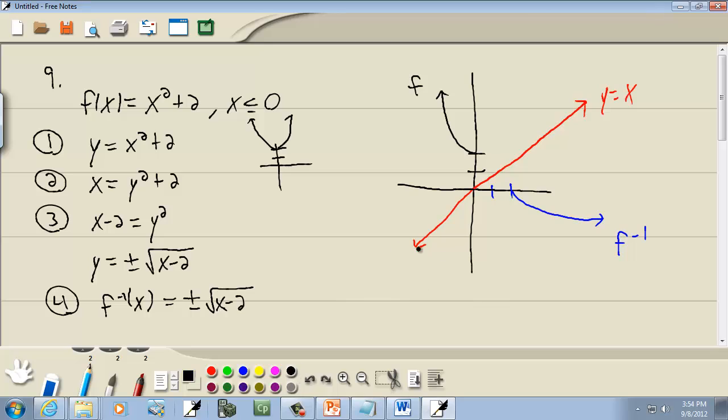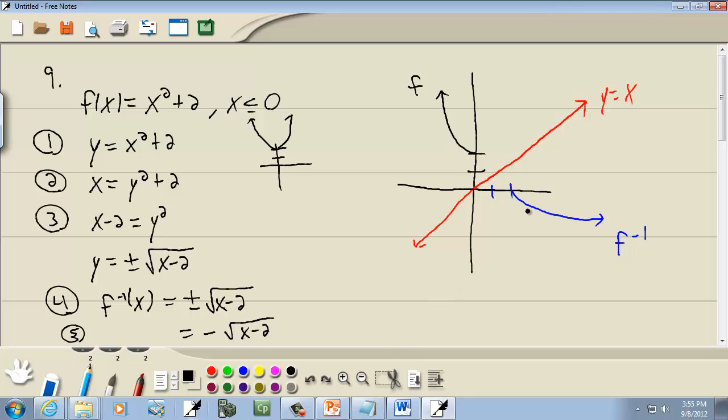Well, take a look at this. This is saying our inverse is equal to this, plus or minus. This is the same as y. So we're saying y is equal to plus or minus square root of x minus 2. But look specifically at our inverse down here. The y values down here are negative. So the answer we're going to want to keep is the negative version of that.